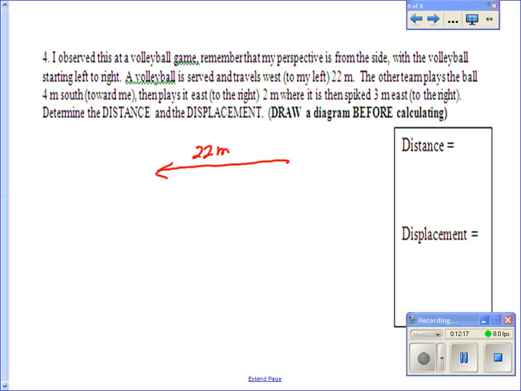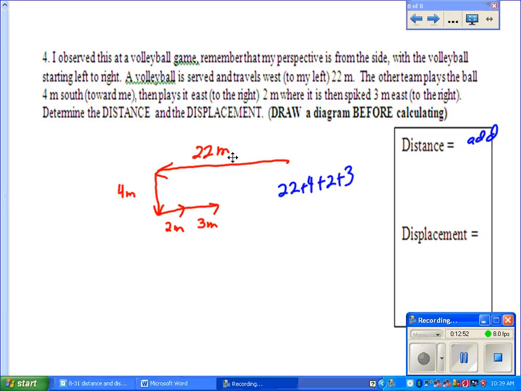All right, then it's going to be hit south for 4 meters, then played back to the east, which is to our right, for 2 meters, where it slams straight forward down the line for 3 meters. Okay, so that's how it's supposed to look, and I was trying to include the women's game, and since volleyball is the first game we have, I tried to make it volleyball, and it's hard to do. All right, distance, doesn't matter, we add them up. 22 plus 4 plus 2 plus 3. You add that up, you get 26, 27, 28, 31.